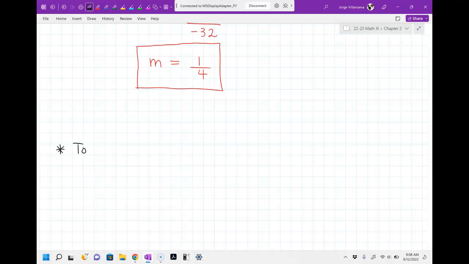To find intercepts. So to find the X and Y intercepts. Now, in case you don't remember, because I know you guys did this in Math 1, X and Y intercepts is where the line crosses the X and Y axis. Okay? So X and Y intercepts is where the line crosses the X and the Y axis. But to find them, this is what you're going to do.